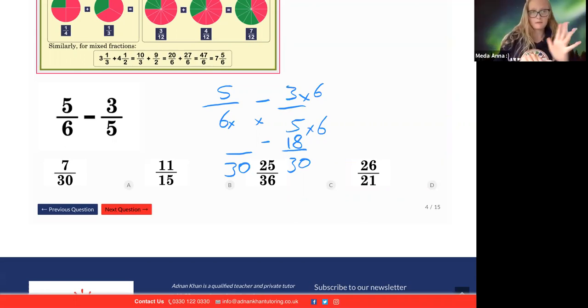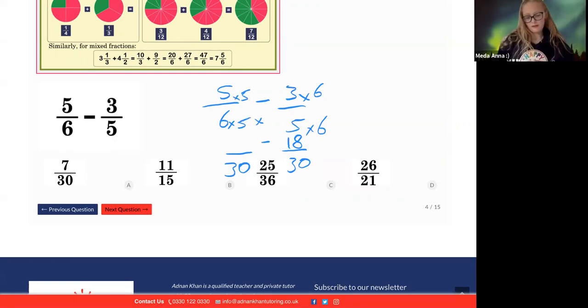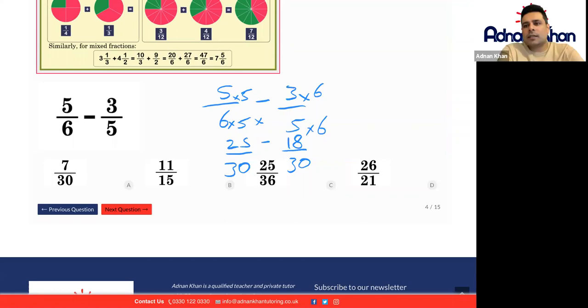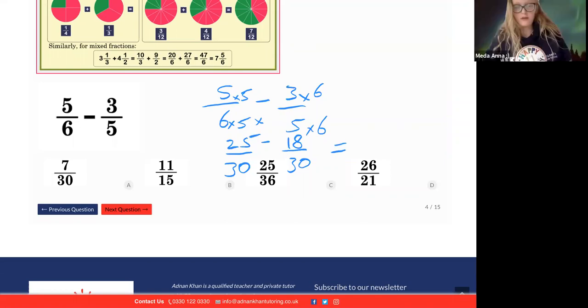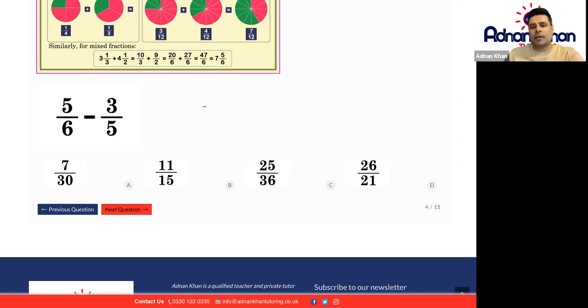Yeah, so 6 times 5 is 30, so we multiplied the top number by 5 as well. So 5 times 5 is? 25. And 25 take away 18 is? 7/30. Yeah, good, well done. 7 over 30. Now, because 7 is an odd number and 30 is an even number, we can't actually simplify this answer. So our final answer will remain as 7 over 30.